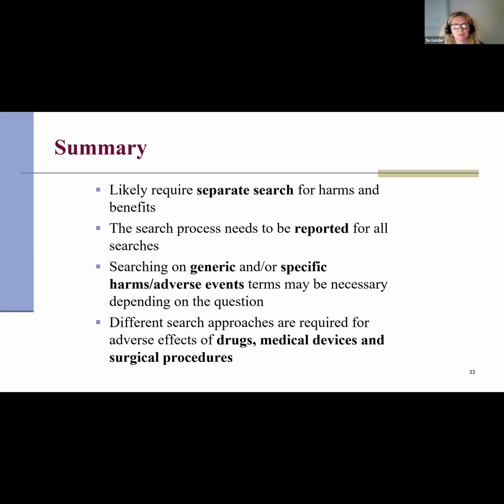In general, we do need to search on generic and specific adverse events. A combination might be good. So if you're searching for cancer, you might want to use a combination of cancer terms with the generic harms terms. And lastly, a different approach will be needed depending on your type of intervention, because different terminology is used depending on whether you're looking for the adverse events of a drug, medical device, surgical procedure, or even a physical intervention, which there isn't currently a search filter for.